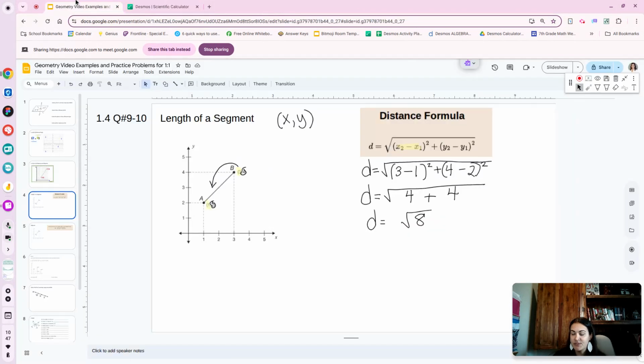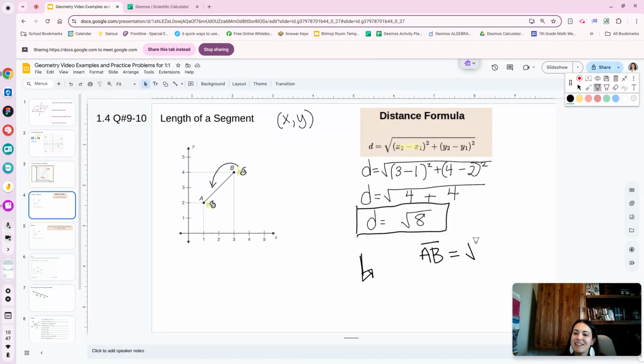Okay, so use Desmos to help check you. Make sure you're on the right track. But the distance is the square root of 8, which I know to be approximately 2.8. So that's just good to keep in mind. All right, so that is, let me box up. Okay, I can't go too fast. There we go. So the length of segment AB is the square root of 8.